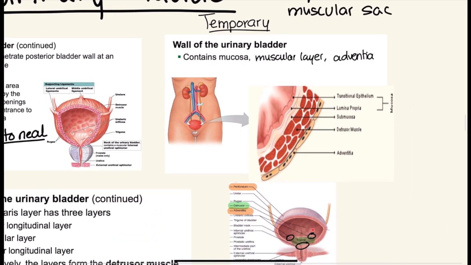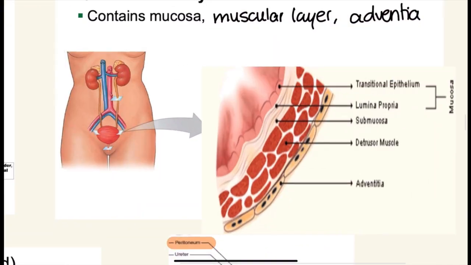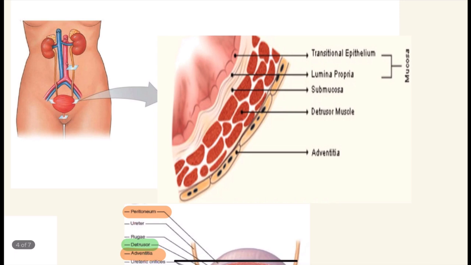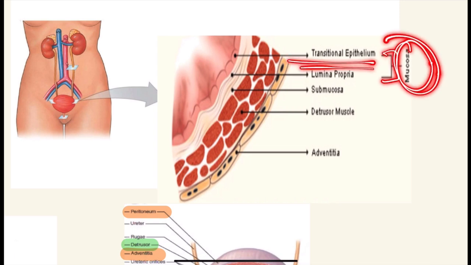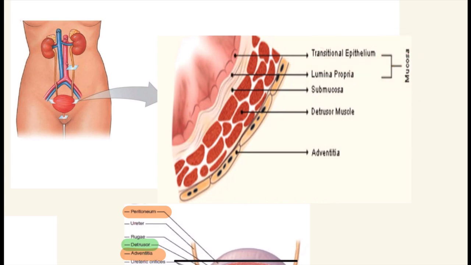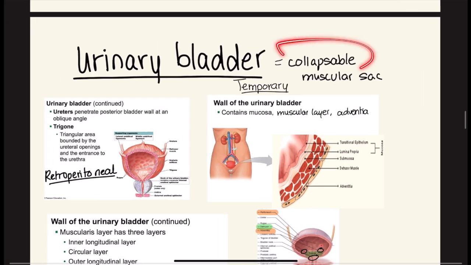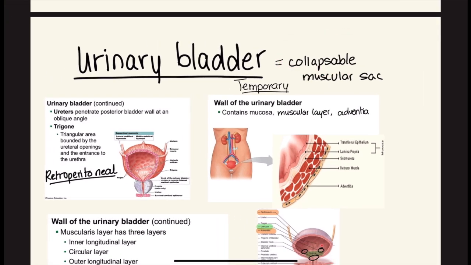Now let's look at the wall of the urinary bladder. What would it be formed of? It's going to have a mucosa. Mucosa is the layer that's going to have the transitional epithelium, right? Again, what was the function of transitional epithelium? It's going to be able to stretch. The stretching is going to accommodate its function, which is to store the urine. And like I said, it's collapsible, right? So this is going to be the first thing.